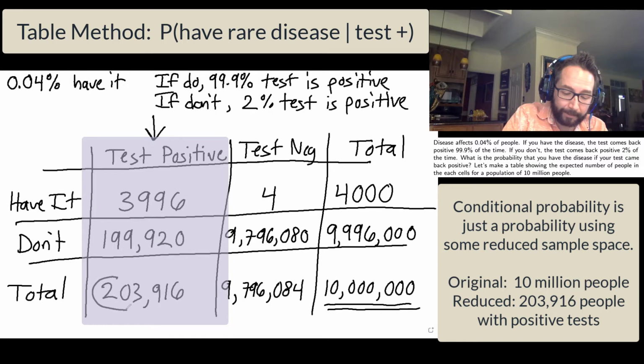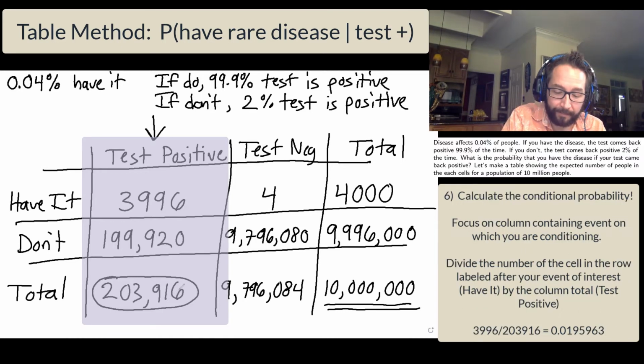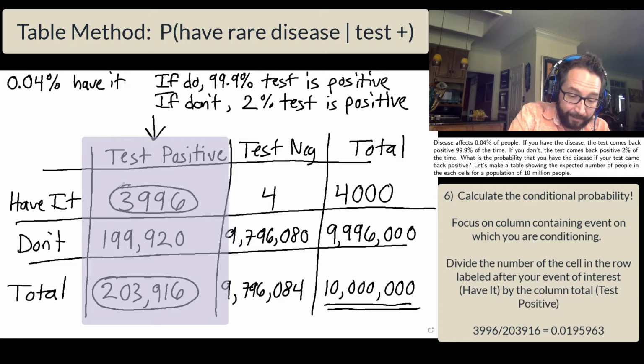How many people are in that test positive column? Well, my new sample space, I know that I'm one of these 203,916 people. So if I randomly pick one of these, what's the probability that that person is going to have the disease? Well, that's going to be that 3,996 divided by 203,916.